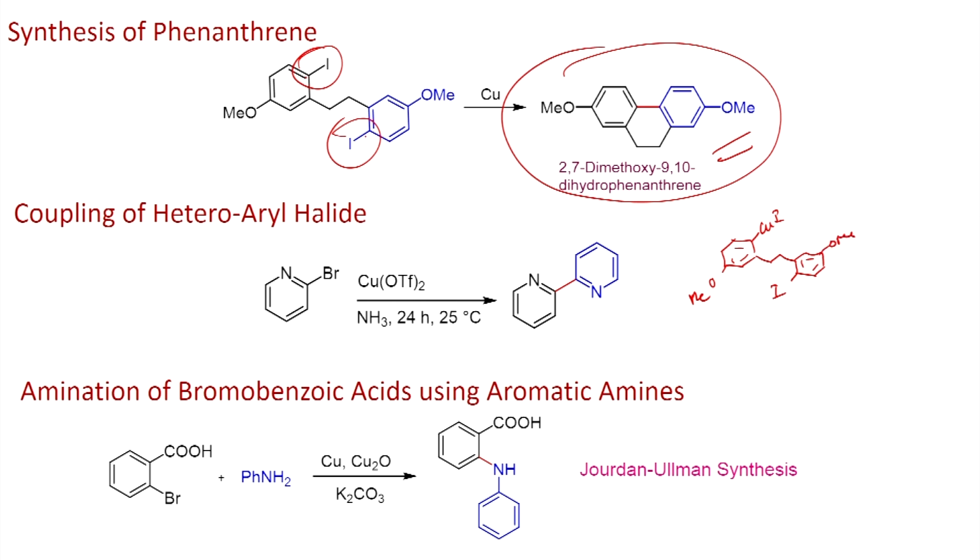For example, this carbon-iodine bond undergoes reaction with the copper, first oxidative addition, and you will get this. When you react with another copper, it will be converted into copper iodide, and this will be converted into copper(I).